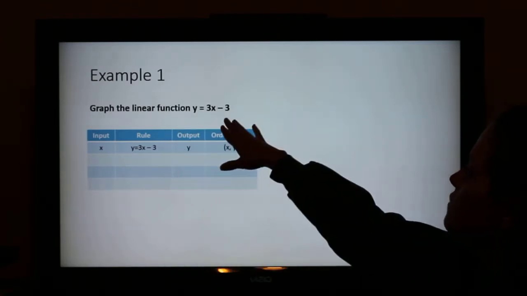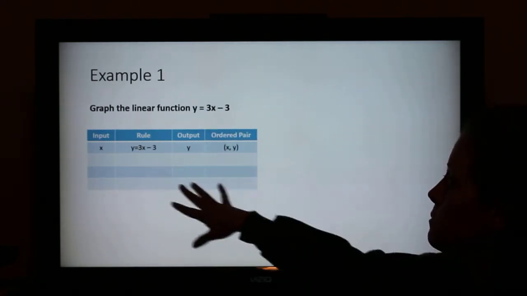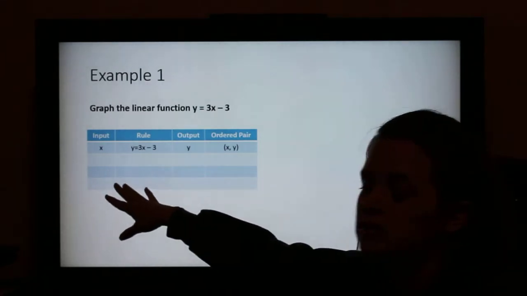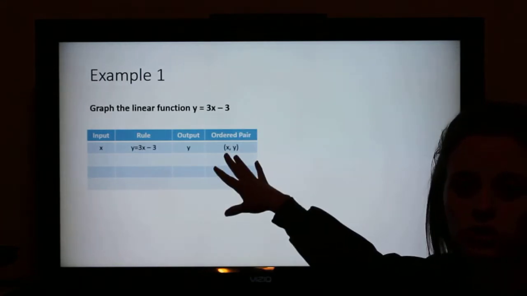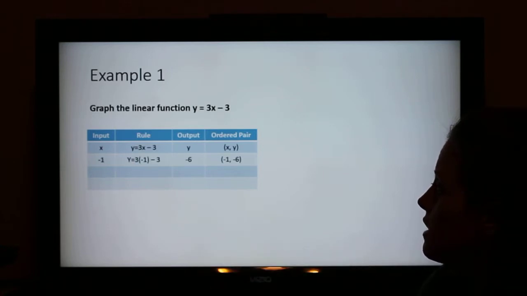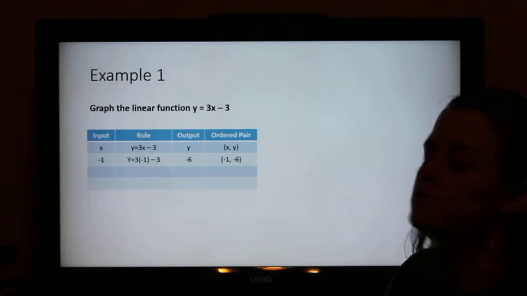It says graph the linear function y equals 3x minus 3. I have created an input table just like we did in the previous lessons, where we have our x, our rule, and our outputs. And then I've created an extra column where we're going to put our ordered pair. Now, here I get to choose my x's. So I chose a -1 to start off with.